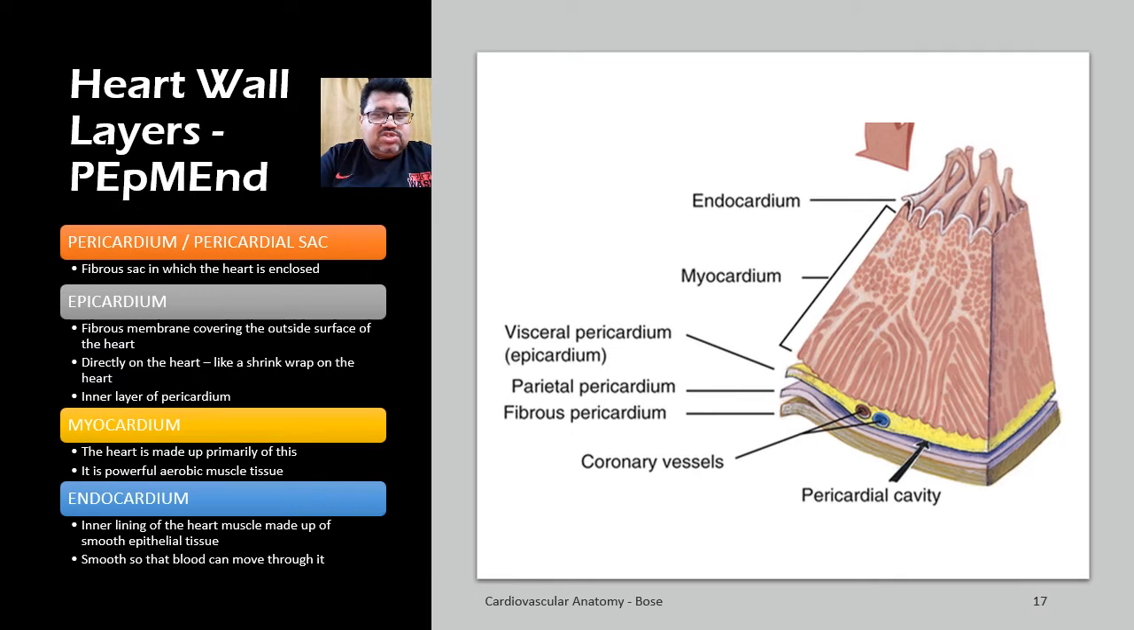The external structures of the heart and its layers are summarized in this slide and can be remembered by the mnemonic PEP MEND, and you can see how it goes from the pericardium to the epicardium, the myocardium, and the endocardium.